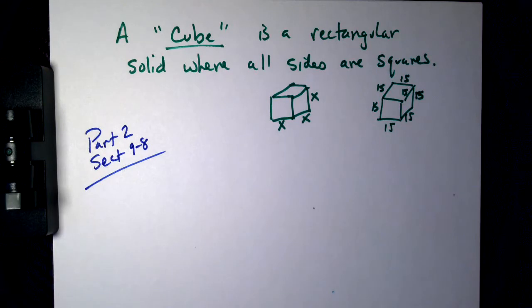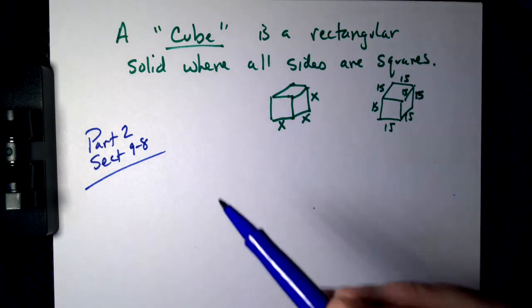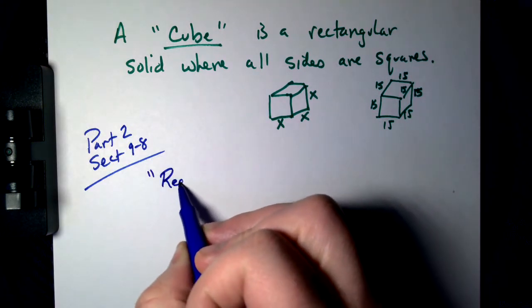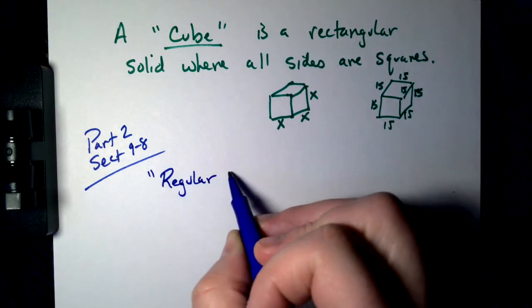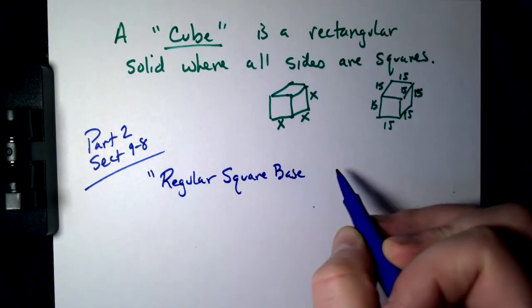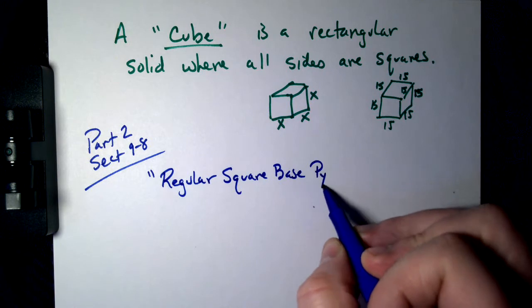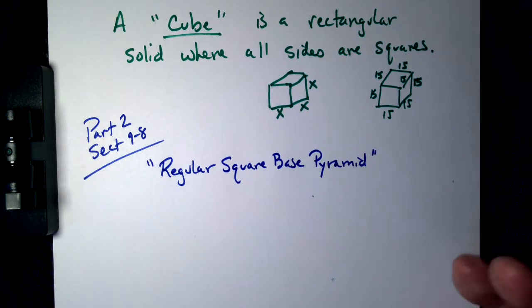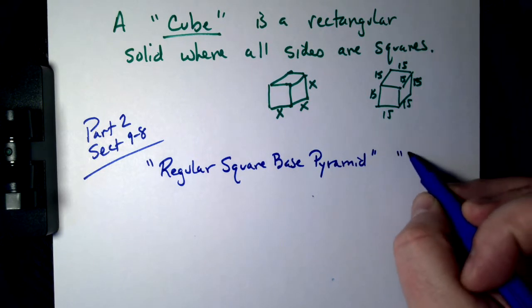pyramids could have like a triangular bottom and then only 3 sides going up to the top. It could have a hexagon where it has 6 sides on the bottom going up. But the one we're used to seeing is the one we're going to deal with. It's called a regular square base pyramid. Sometimes they just call it a square pyramid.